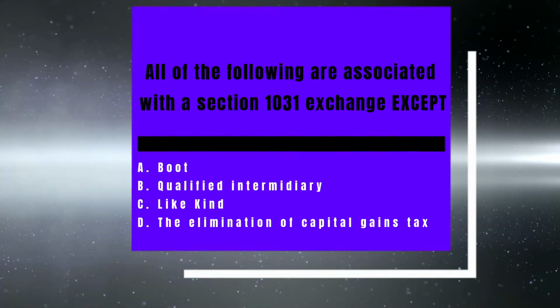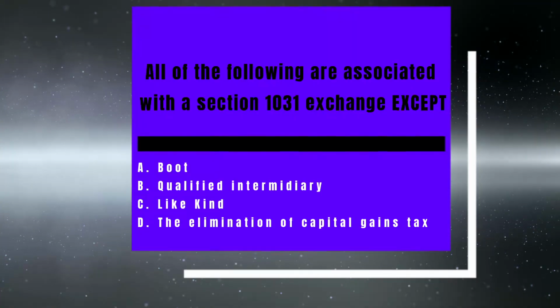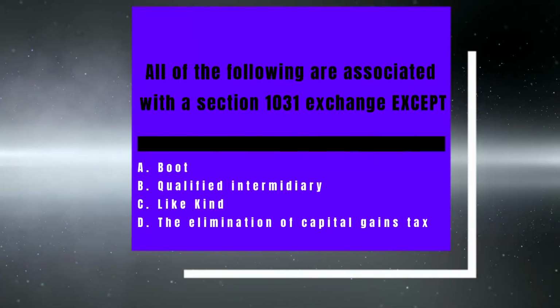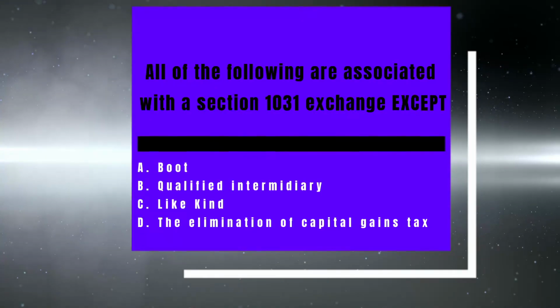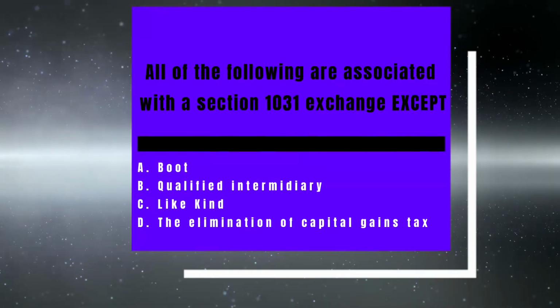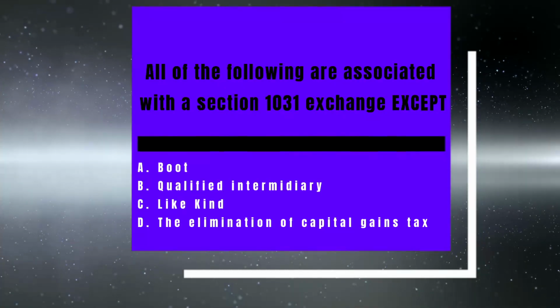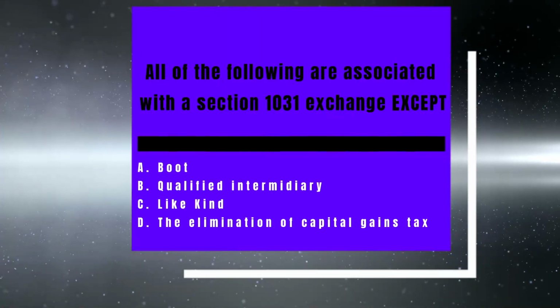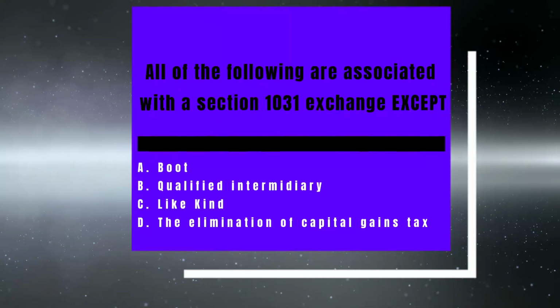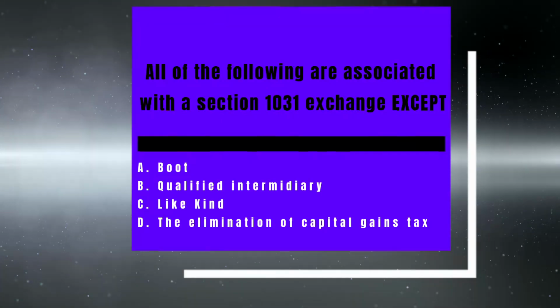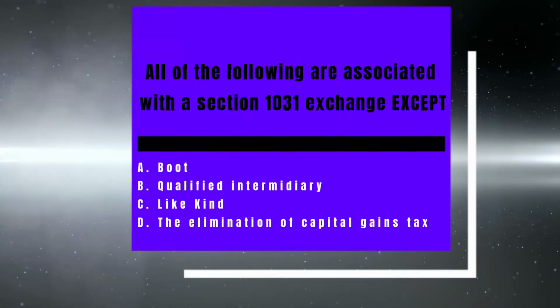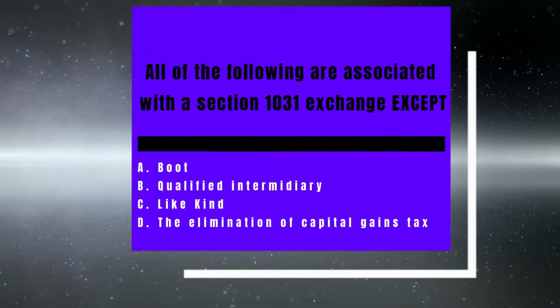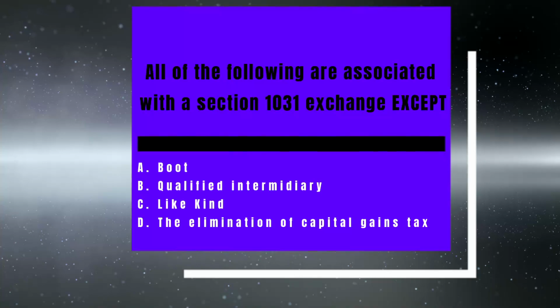So what is a boot? A boot is any additional money that might have been received outside of the exchange. If I exchanged a property, this is what happens. You take your money and you put it in with an intermediary. That's actually answer B. You put it in with a qualified intermediary, and so you never actually come in contact with the money. That's a key part of this. You never have the money in your hands or in your bank account.